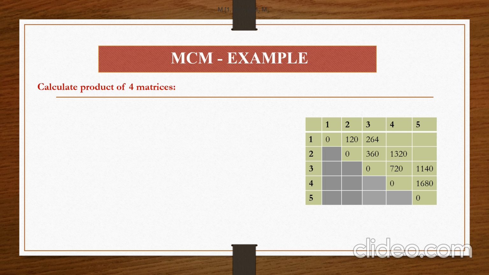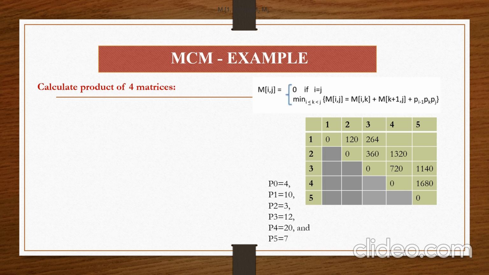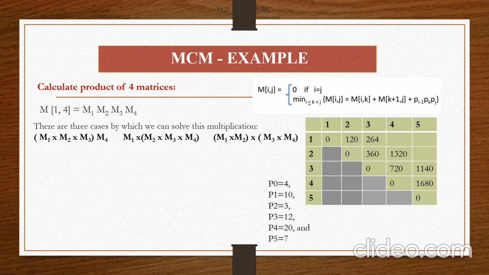Initially we started with the product of 2 matrices, then 3 matrices, and now 4 matrices. The 4 matrices we are considering are M1, M2, M3 and M4. So how many ways of parenthesization are there? There are 3 ways: like this multiplied by this, or this multiplied by this, or M1, M2 multiplied with M3, M4. So there are 3 cases, 3 possibilities.